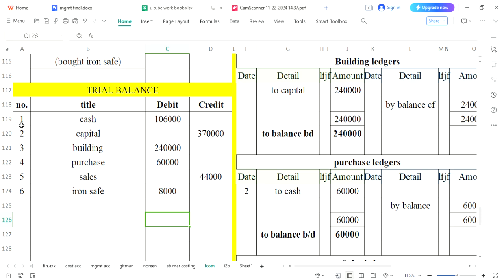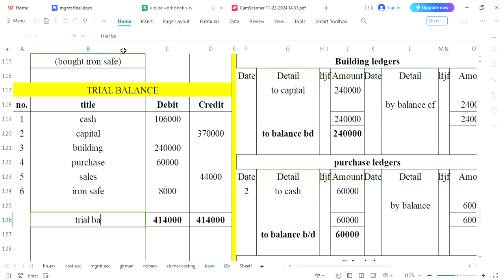The magic is here. When you take the sum of both sides, the magic is that the total of both sides would automatically be equal. So here we are going to take the sum of both sides, and you can see that both totals are absolutely equal. So in this way our question has been completed. We have made journal, we have made ledger, and trial balance is also made, with which our question has been completed.